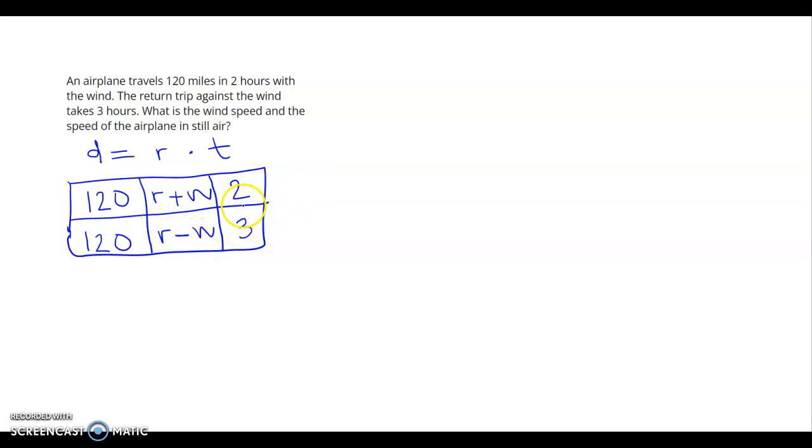Now we need to bring it outside of the table so that we can solve it. So what I like to do, since rate is the one with the missing variables, I like to rewrite my distance equals rate times time equation. And I'm going to solve it just for the rate so that I have it isolated. So I can see rate then equals distance over time. And so I'm going to use that from this table.